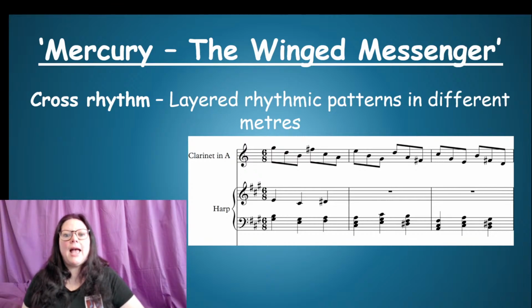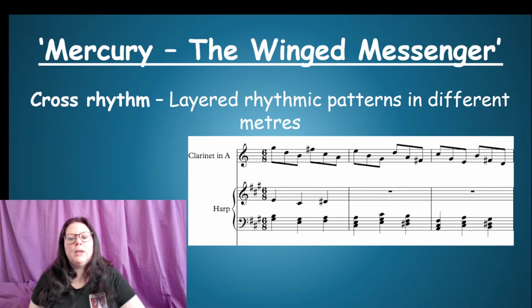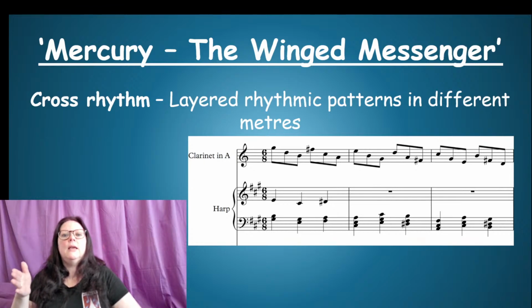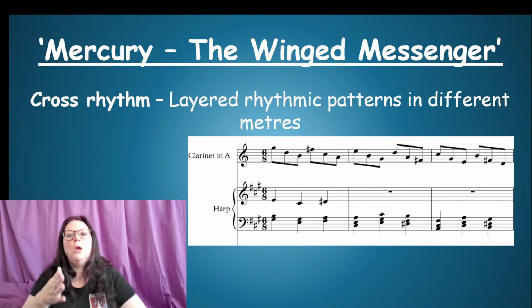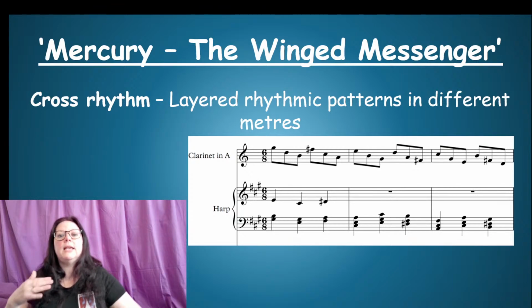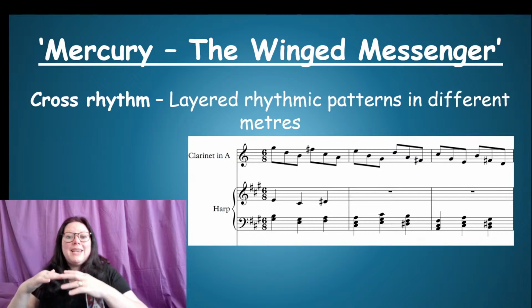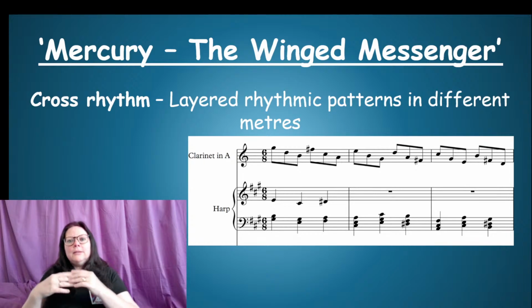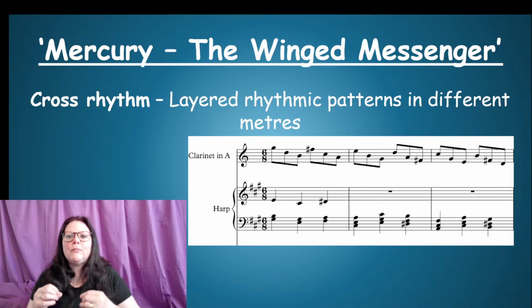What we've created there is a cross rhythm. So you are performing 6/8, 1, 2, 3, 4, 5, 6, and I'm performing 3/4, 1, 2, 3, 4, 5, 6. And the two rhythms together create this layered effect and make what we call cross rhythms. Okay, so it sounds complicated, but actually it's not as complicated as it seems. Well, I don't think it is.